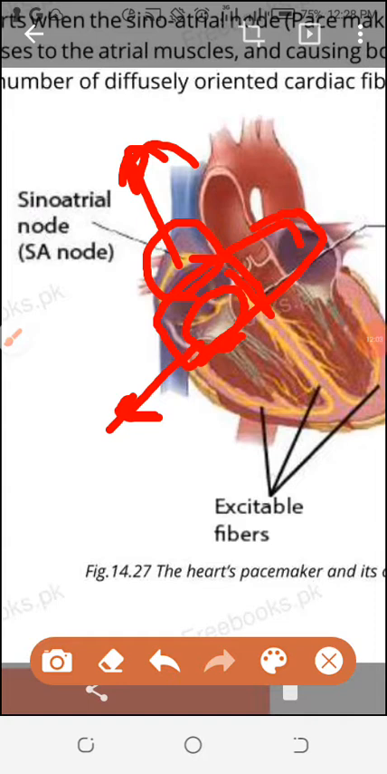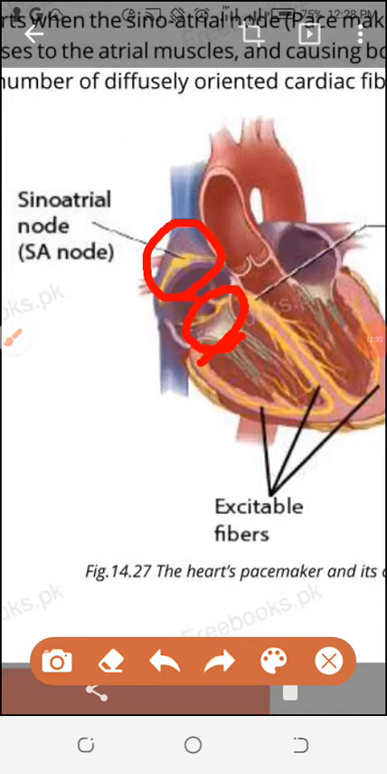Of course, the sinoatrial node will give the electric current to the right atria and the left atria. They will contract earlier, meaning the atria will contract earlier, and then the ventricles will contract later on, and the ventricles will contract with the help of other nodes. What are the nodes situated here?